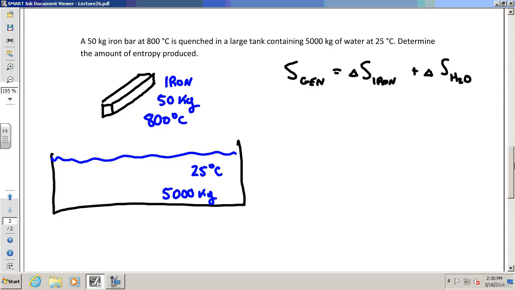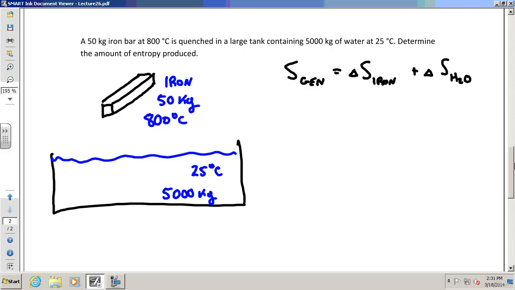But the total net will have to be 0, but it won't really be 0. It has to be positive, because this is not a reversible process. If I take iron at 800 degrees Celsius, put it in water, and I pull it back out again, it's not going back to 800. It's not reversible. Once you quench that iron, it's not coming back to 800 degrees Celsius unless you put it back in the furnace. So this is not a reversible process. So S-gen has to be positive.